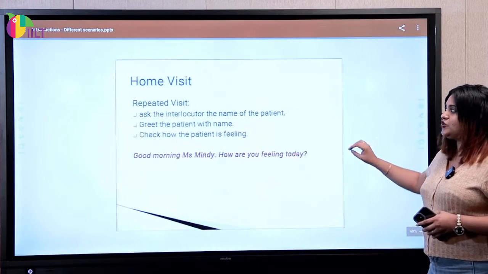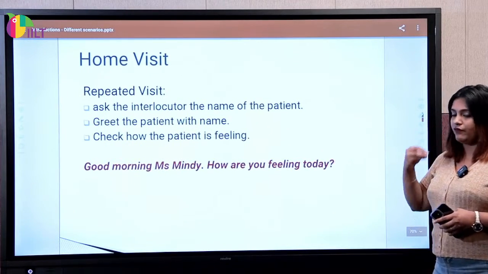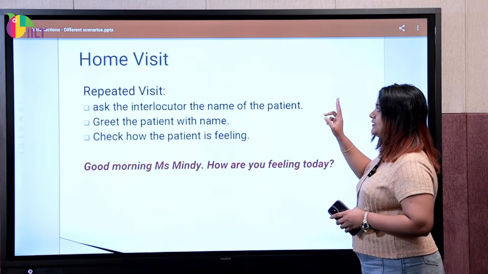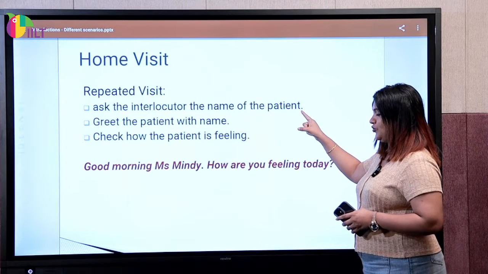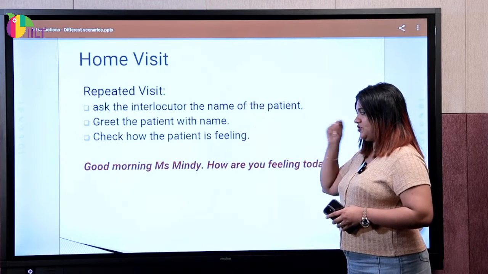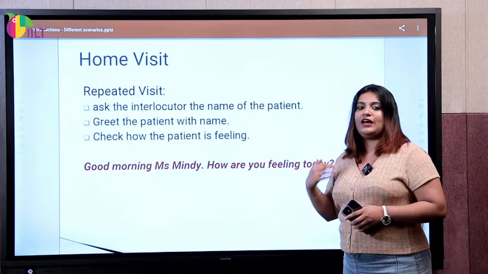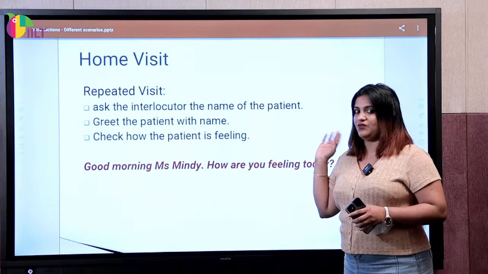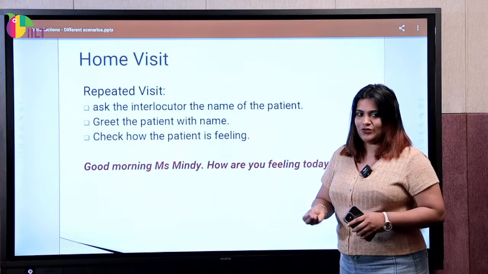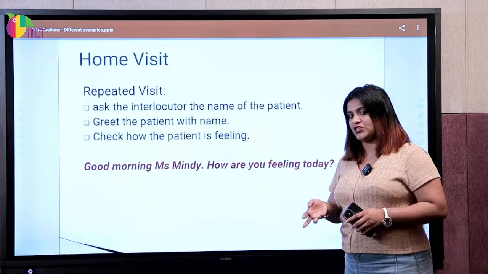Now if we look at a repeated visit, it's very simple. There is nothing very complicated there. It's so easy to remember. If it is a repeated visit, again you need the name. So ask your interlocutor for the name, then greet the patient with name and check how the patient is feeling. Simple. You do not have to go through all the same procedures that we saw in the last part, because the patient will be expecting you. Since it is a repeated thing, the patient will be expecting you there.